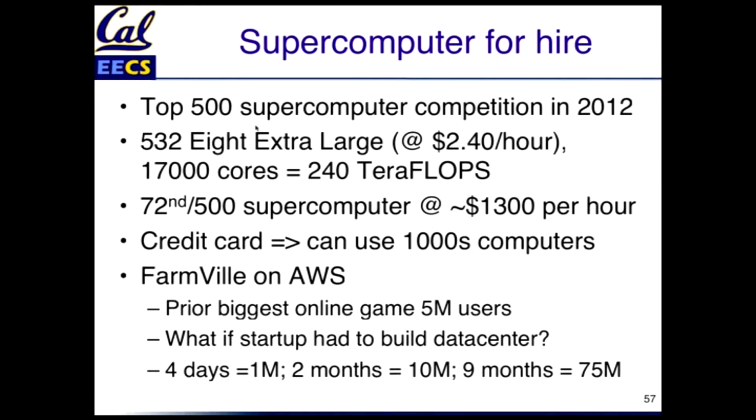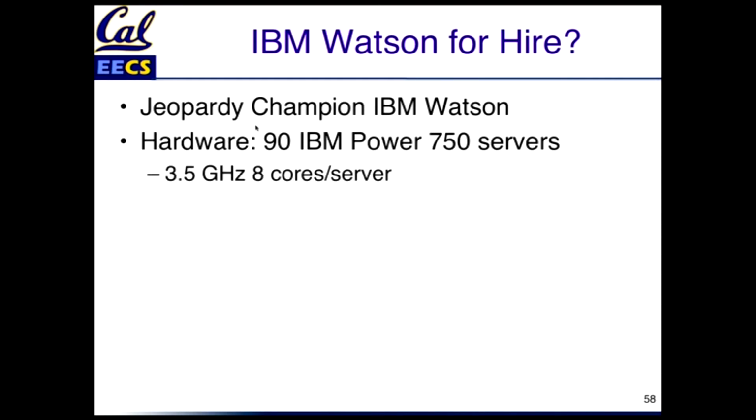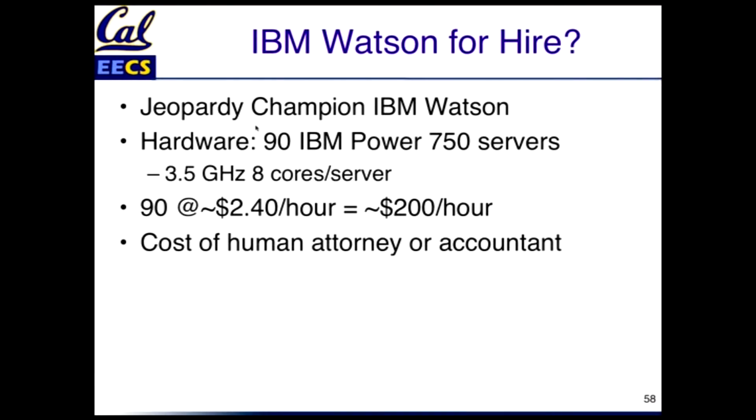So think about that for a minute. You've all heard of the Jeopardy champion Watson. The amount of hardware is about 90 of these servers. Let's say we picked one that's like $200 an hour. So what's $200 an hour? That's like what, when these people we talked about earlier, an attorney or an accountant, gets paid. A good attorney or accountant gets paid $200 an hour.